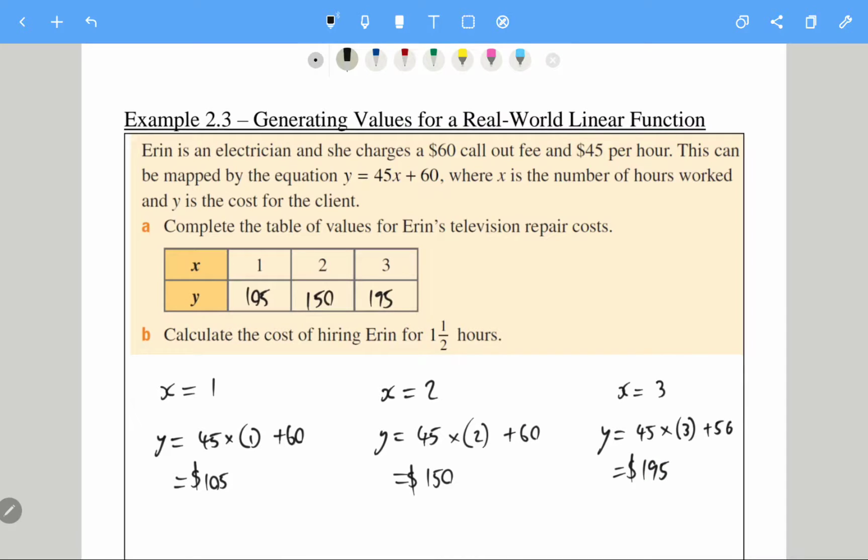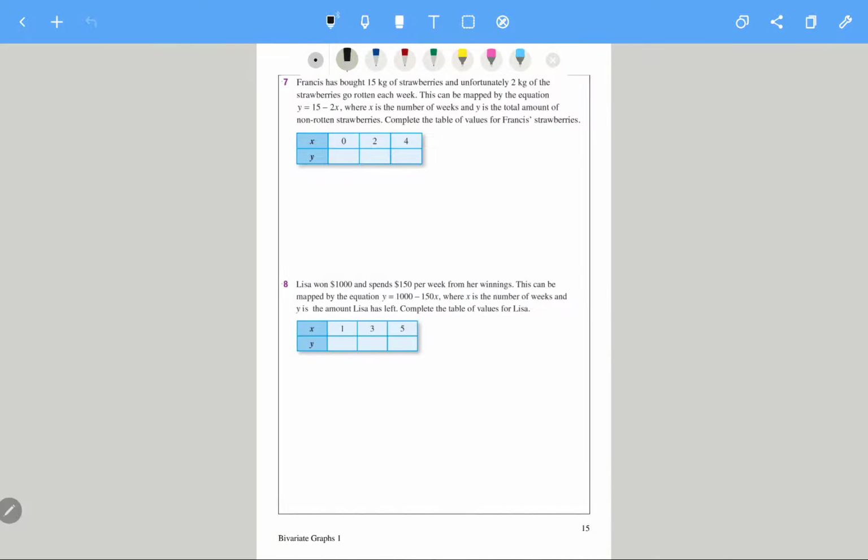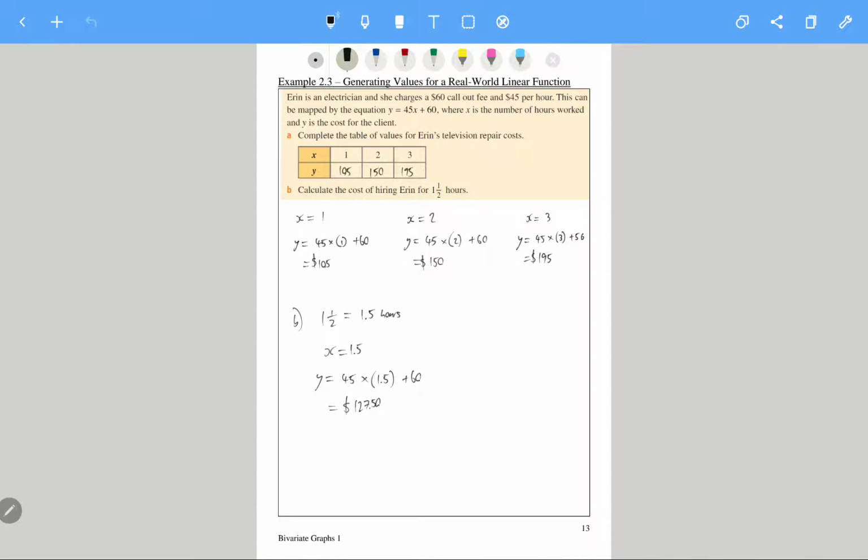Alrighty, so there's some generating. There's a few questions on the next couple of pages and then answers at the back. So please make sure you're checking your work as you go.